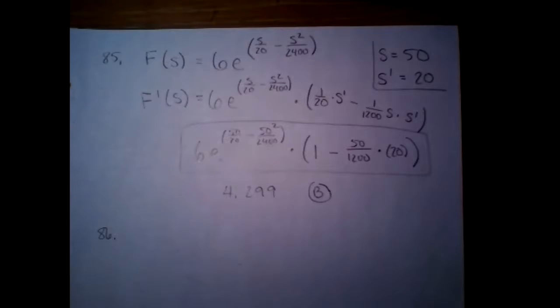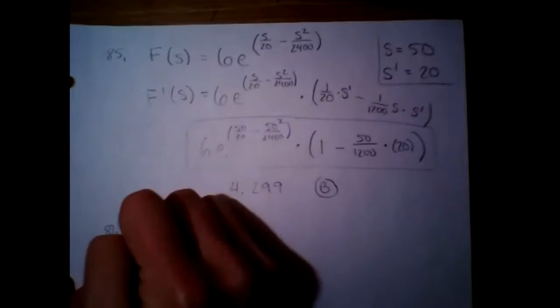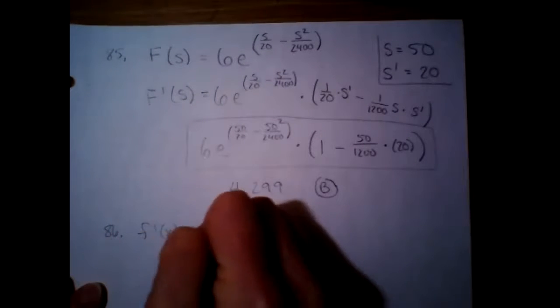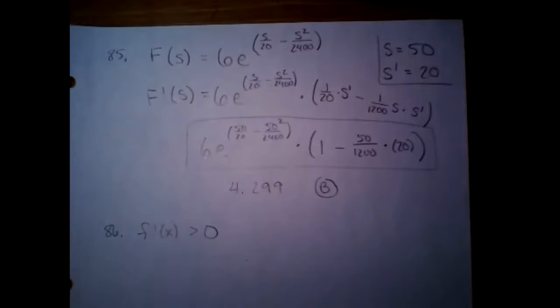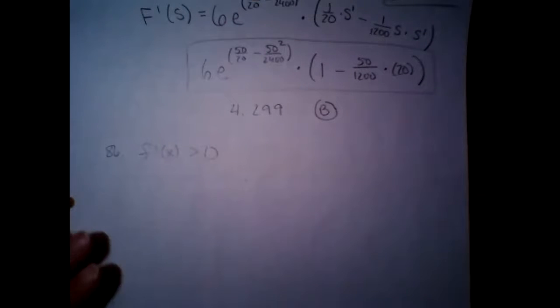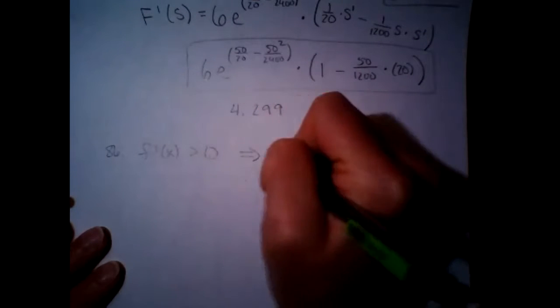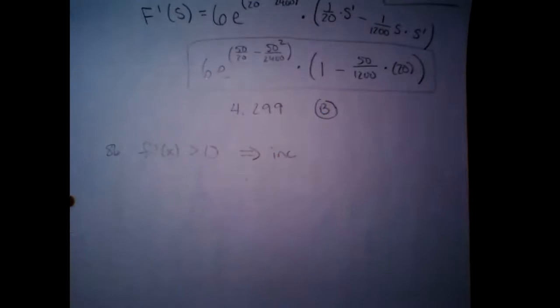All right, 86. So this says f prime of x is greater than 0. All right, I've been talking a lot. Let me ask you guys a question. If the derivative is positive, what does that mean the function's doing? Good, perfect, awesome. Nice job, guys. This means increasing. So you're being asked to choose which table of values this matches with. So you want to pick one that's increasing.